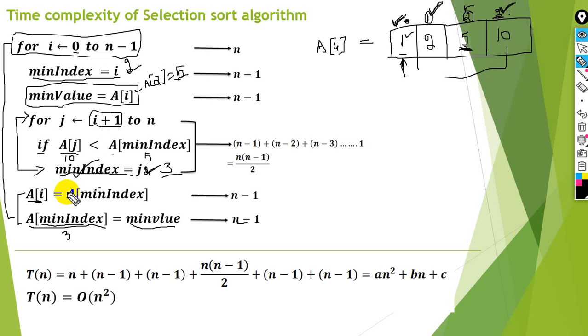So now A[i] is equal to A[min index]. What is i? The i value is 2. So A2, and min index has also not changed, it is 2. So the value will be the same.